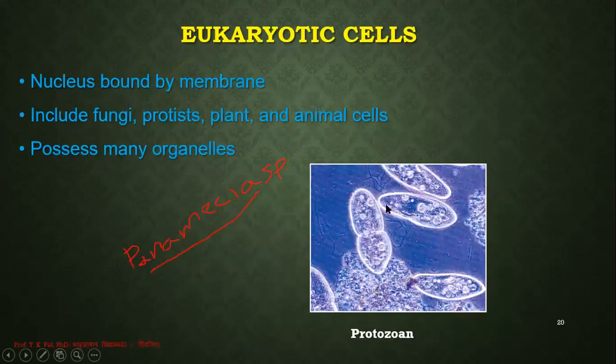Here is the paramecium, the species Paramecium caudatum. In the paramecium the nucleus is bound by a membrane, and there are many organelles, such as mitochondria and lysosomes, present within the cell. So this is the eukaryotic cell.